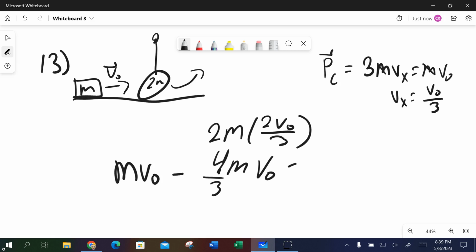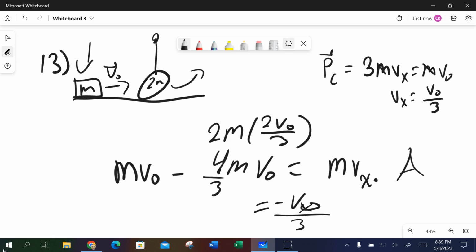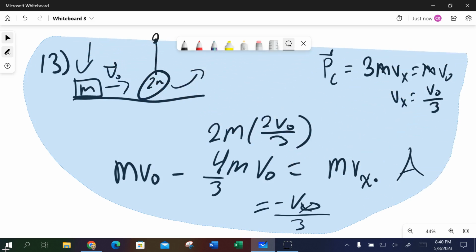m v0 minus 4/3 is going to be equal to our momentum of the box right here after the collision, which we're going to do as m vx again, but a different m vx. So I'll just add a little mark right here. Well, this is just 3/3 minus 4/3, so we get negative v0 divided by 3. So we know it goes to the left. So our answer is going to be A. That one's not really difficult, however, it's just a lot of steps.